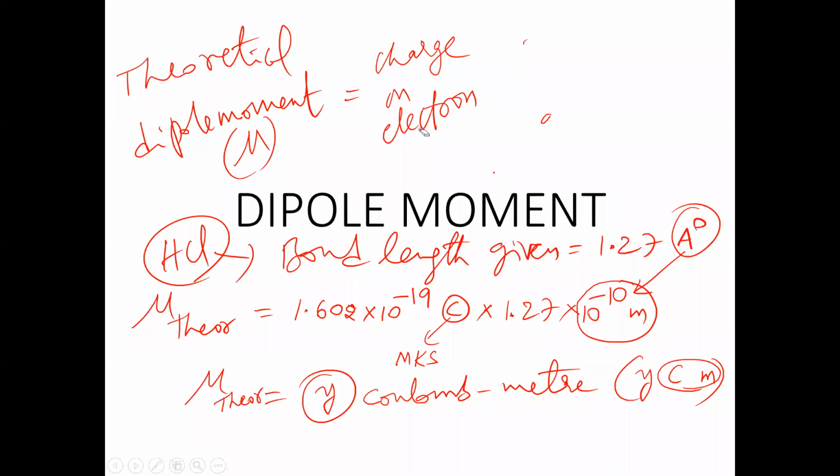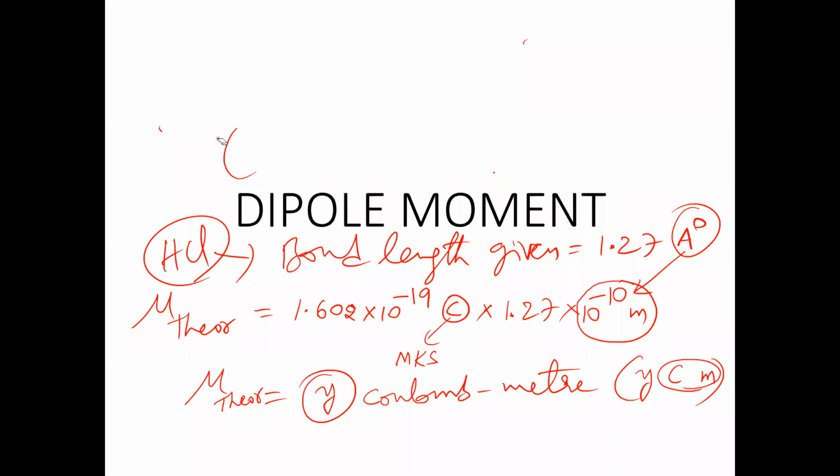Yeah. So in this case, what we have to understand is that for the HCl molecule, what is given here? Dipole moment, theoretical, we have to calculate. And the bond length of HCl is given in angstroms. That angstrom we have taken in meters, 10 power minus 10 meters. Then the charge of the electron we have taken in coulombs. So theoretical dipole moment is nothing but the charge of the electron in coulombs into the bond length, the bond distance between the two atoms, in meters.